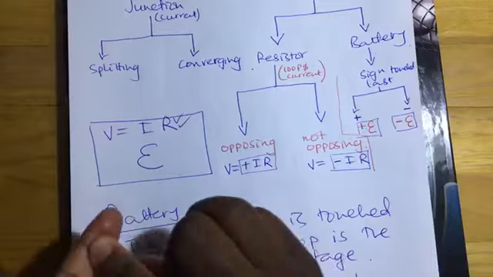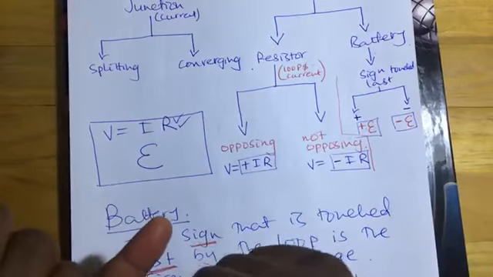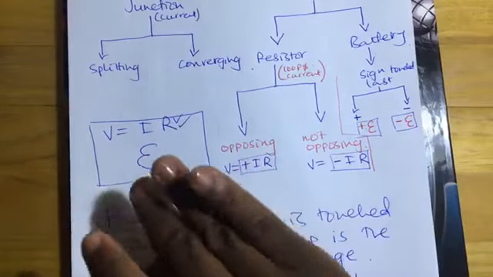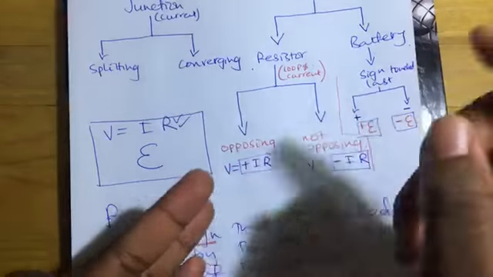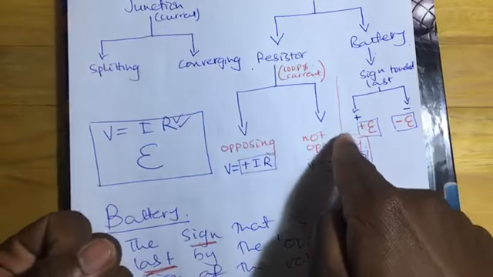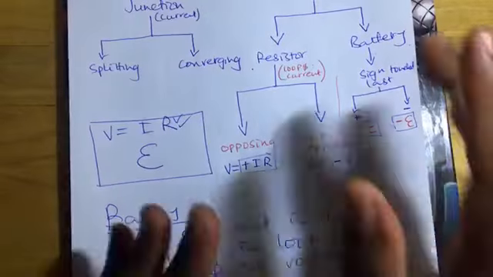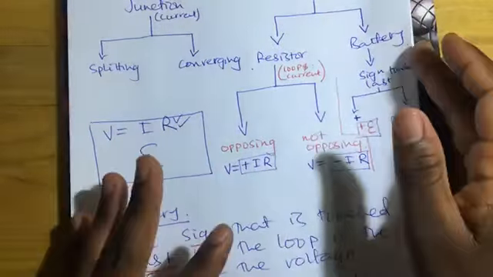You should know when we get positive IR, when there's opposition. You should know when we get negative IR, no opposition. You should know when we get positive E, positive touched last. You should know when we get negative E, negative touched last. Okay.